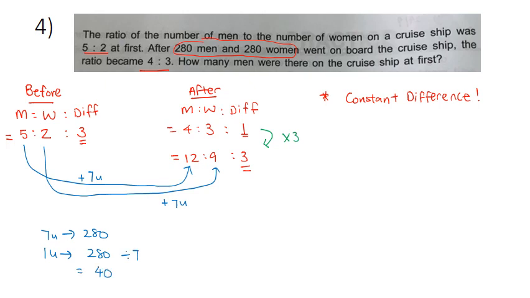Now, the question asks you, how many men were there on the cruise ship at first? We have so much information here. What do we look out for? Men on a cruise ship at first would be looking at before, men, and the number of units. So if 1 unit is 40, we can find the number of men on the cruise ship at first, which is 5 units. So we have 40 times 5, which is 200.